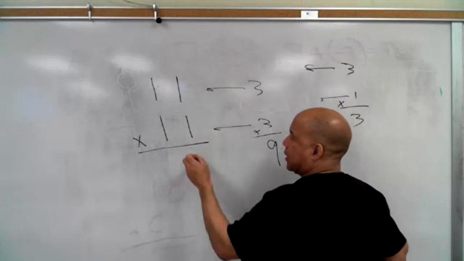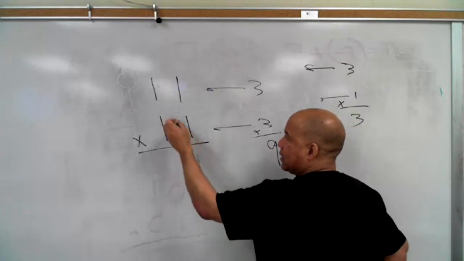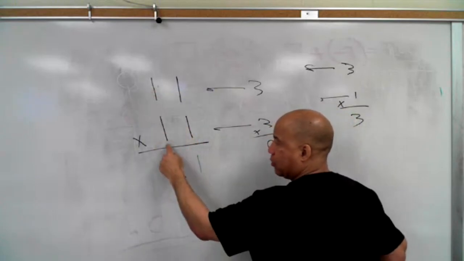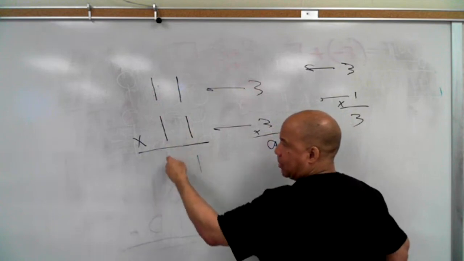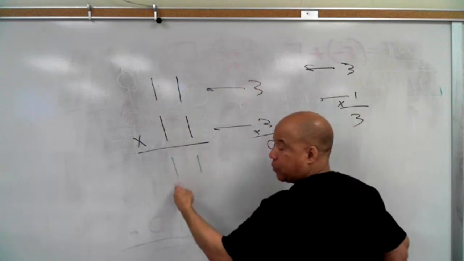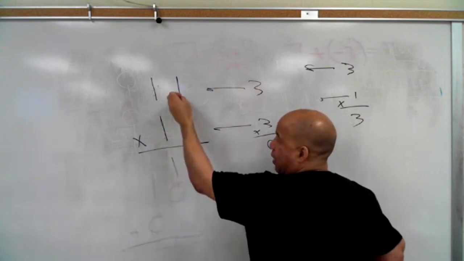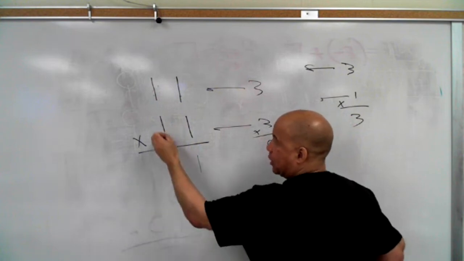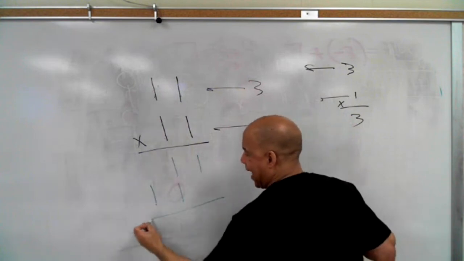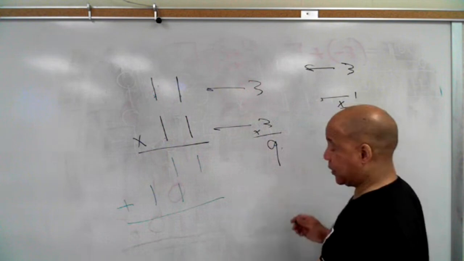You got 1 times a 1, that's a 1. 1 times that 1 is a 1. When you do this one, you got to put the product over here. 1 times 1, you got to shift it over a column. And then 1 times 1 is 1. And then you add these, just like in regular multiplication.